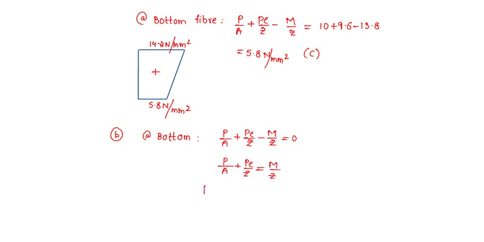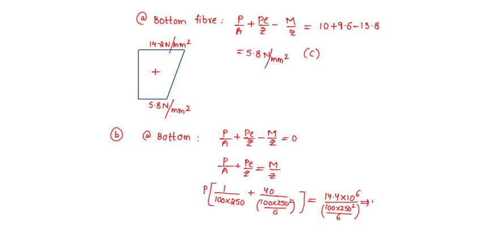Substituting, taking P as common, area is 100 into 250 plus eccentricity is 40 mm by Z is 100 into 250 square by 6, which is equal to M is 14.4 kilonewton meter, so into 10 power 6 to convert into Newton mm, by Z is 100 into 250 square by 6. On solving, P will be obtained as 176 kilonewton.